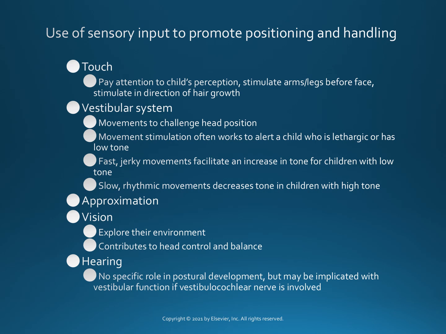Movement stimulation often works to alert a child who is lethargic or has low tone. So utilizing, again, the vestibular system with quick motions or promoting head motion can work to wake up a child who's lethargic on you. Fast, jerky movements facilitate an increase in tone for children with low tone. So if we have a child with low tone, like in Down syndrome, we want to promote faster movements to generate that tone that we're looking for. But we want to avoid those in patients with high tone or spasticity, like CP. And in those patients, we want to use slow rhythmic movements to decrease their tone.